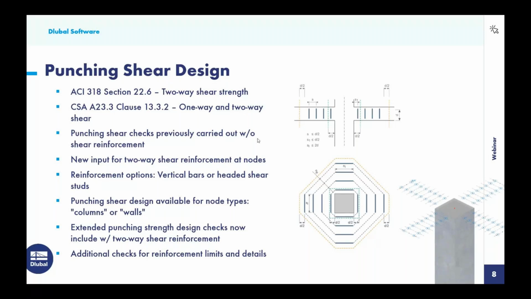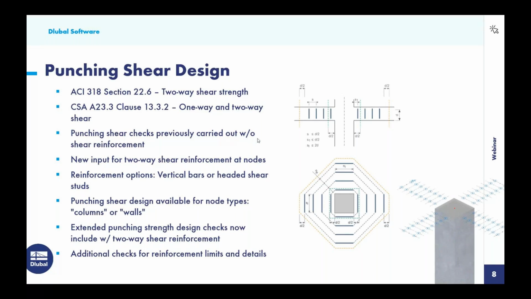The reinforcement options do include vertical bars or stirrups, but we also have the headed shear studs, and we'll continue to add more options within the reinforcement dropdown that we'll see in just a minute in our example. The punching shear design is carried out for columns that frame directly into our surface or walls. So the wall ends can also be considered for punching shear.